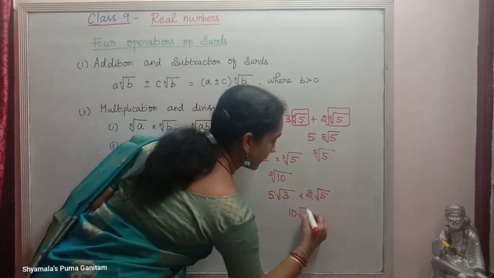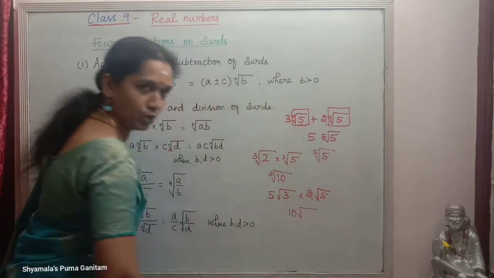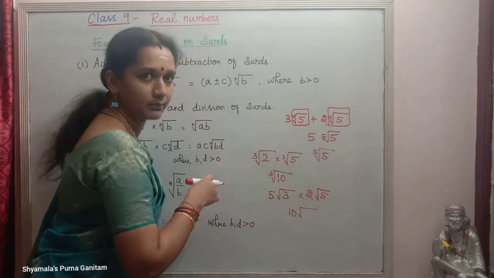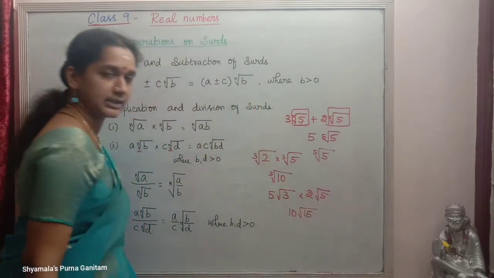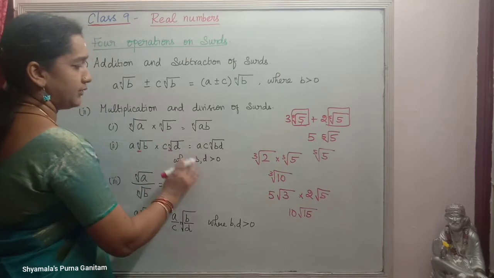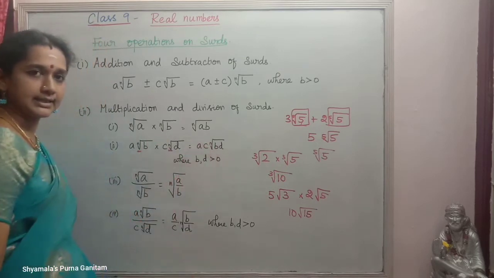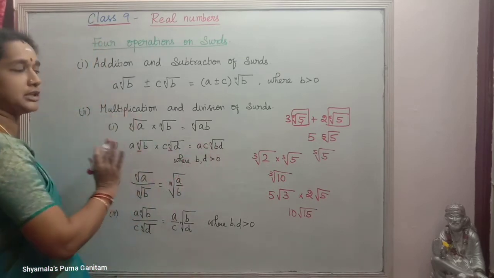Then we can multiply the numbers inside the root also, since the roots are the same, square root. So 3 5s are 15. So this is the answer, where b comma d are greater than 0. So this is how it has to be done for multiplication.